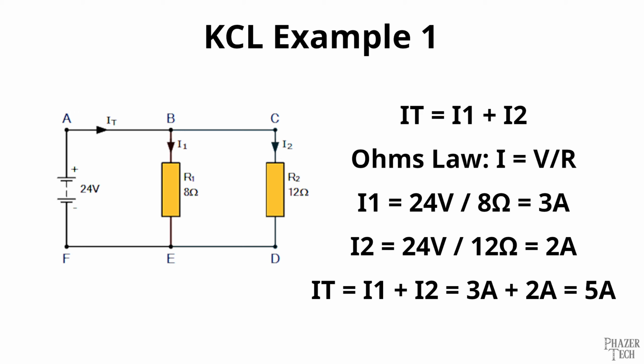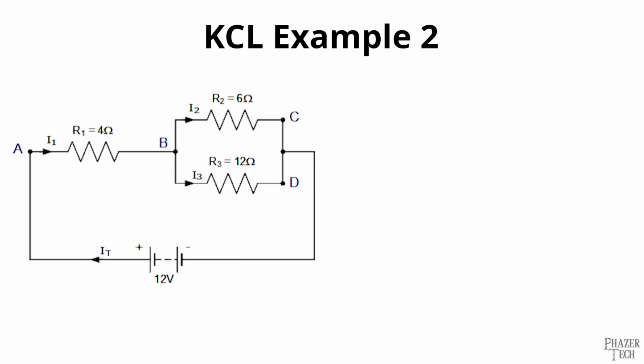I1 equals 24 volts divided by 8 ohms, which equals 3 amps. I2 equals 24 volts divided by 12 ohms, which equals 2 amps. So now we can use KCL and simply add I1 and I2 together to get the total current of the circuit, which is 5 amps. Since this was an extremely simple example, let's do one more slightly harder example for KCL.